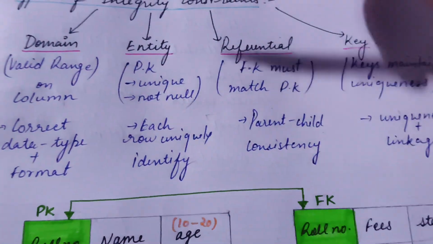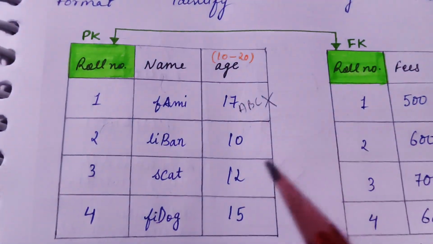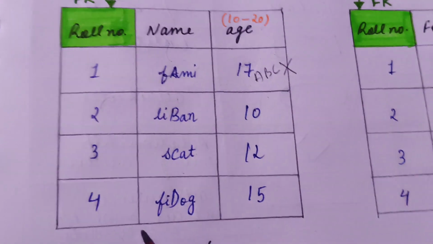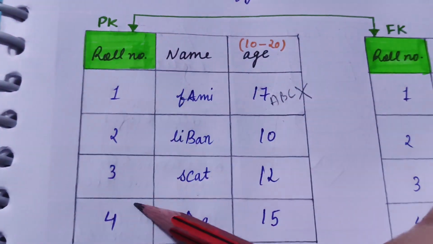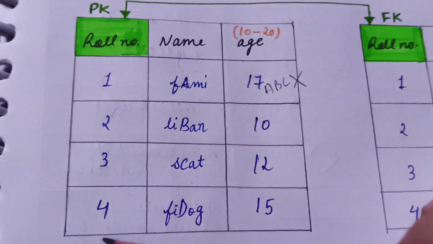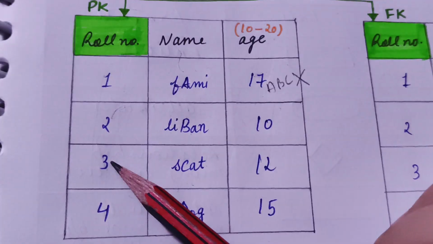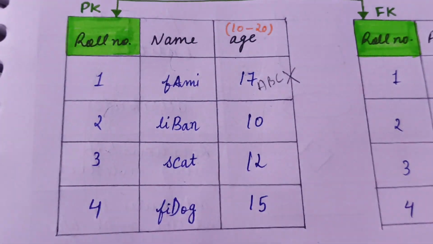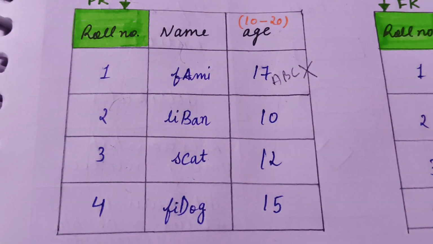The second one is entity. The entity constraint defines that every table should have a primary key, which means the primary key must be not null and must be unique throughout. For example, here roll number is the primary key, so roll number is unique: 1, 2, 3, 4. No value is repeated. So there is no duplicacy in this table. Here the primary key defines the entity.